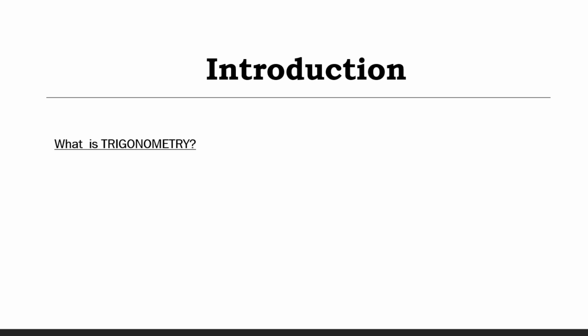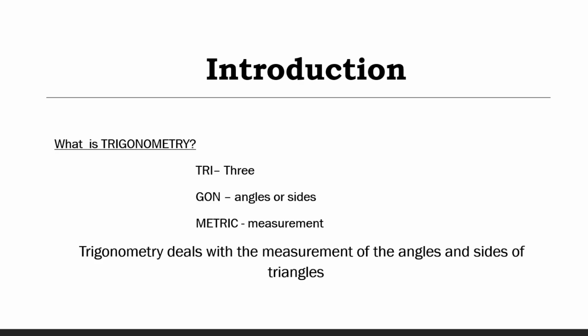Now, let us have a look at the word trigonometry. Trigonometry has the part tri, which means 3, it has the part gon, which means angles or sides, and it has what we call metric, which means measurement. So in short, trigonometry deals with measurement of angles and sides of triangles.